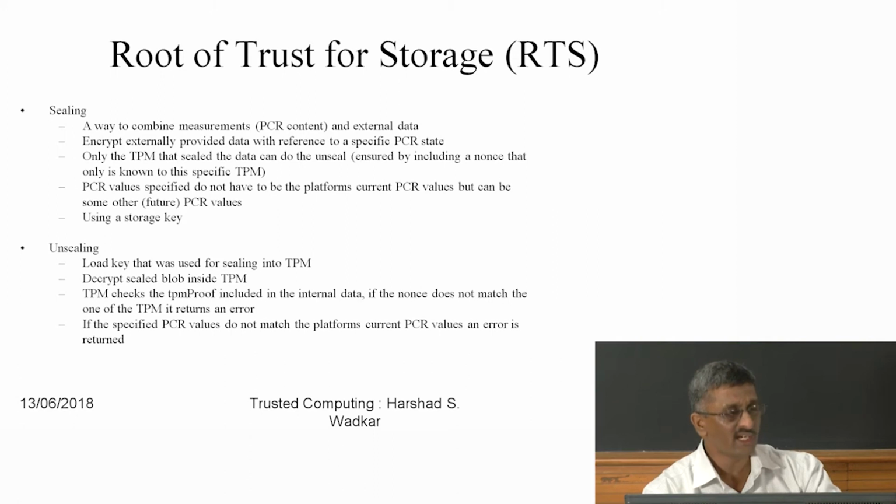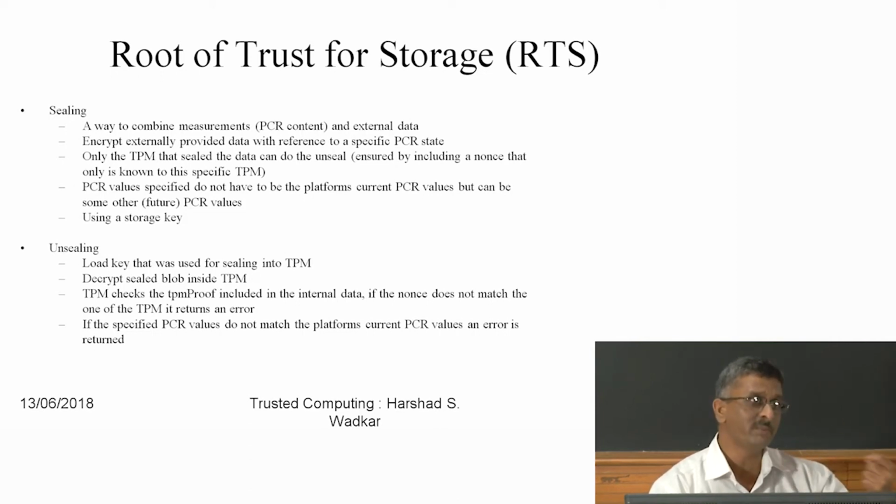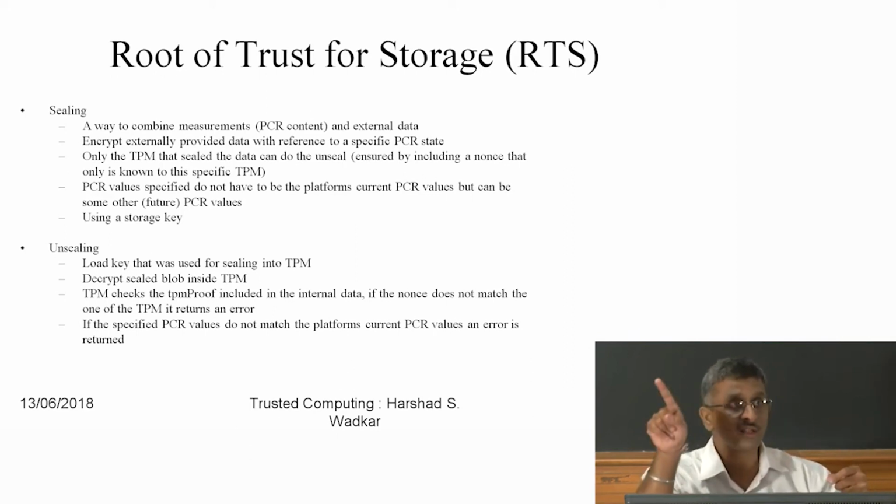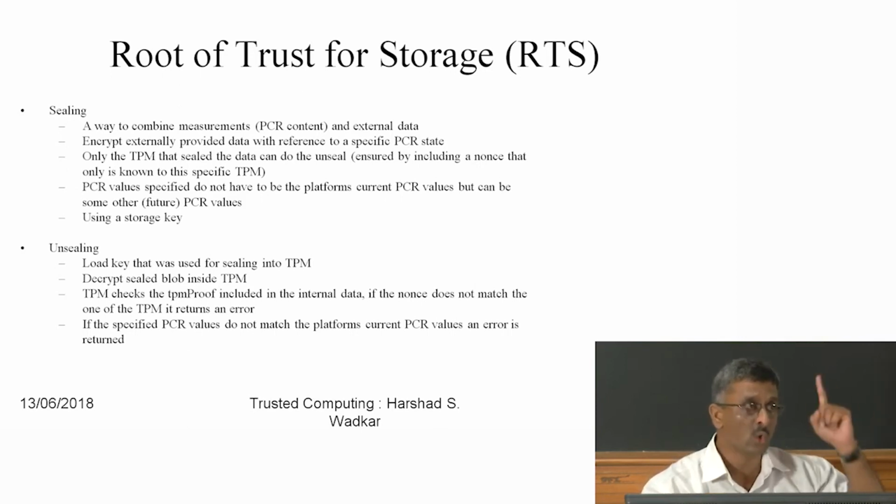What I am talking about is sealing, binding and unbinding, those are given here. Sealing is a way to combine measurement, the PCR content, and external data. Encrypt externally provided data with reference to a specific PCR state. I can ask for PCR 17 data. Give me PCR 17 data. If I can get PCR 17 data, I will also get an SML. So I will come to know which applications are loaded in the system and in which order.